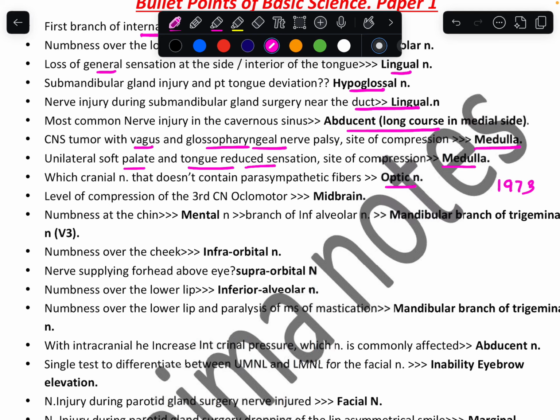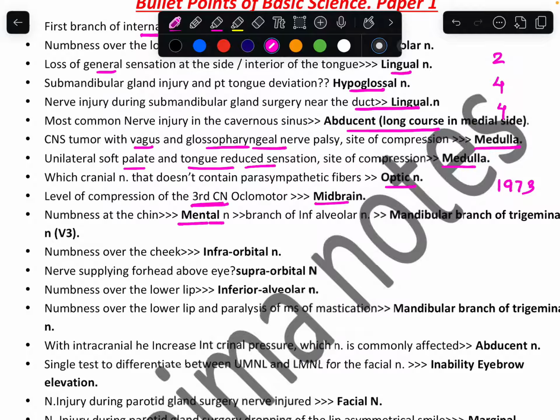Level of compression of the third cranial nerve: the oculomotor is at the midbrain. The first and second nerves are from the forebrain, or you can call it the cerebrum. Then midbrain, pons, medulla. Midbrain has 2 nerves, third and fourth. Pons has 4 nerves, medulla has 4 nerves.